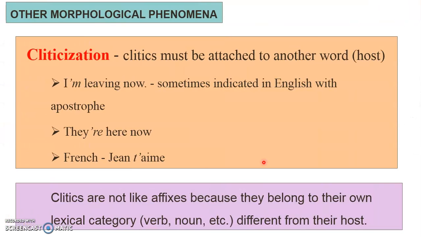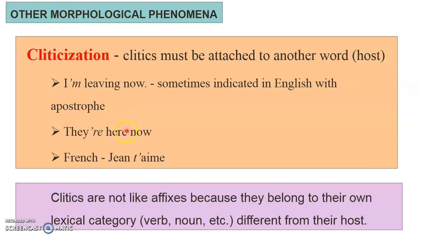So let's talk about other morphological phenomena. You will have so many words here, so it's important that you have the examples. I mean, the name might not tell you a lot about it, so you have to link, yes, in your long-term memory, you have to link the name of the morphological phenomenon and the examples. So you have cliticization, when the word, clitics, must be attached to another word, and the examples are very clear, like I'm leaving now, or they're here now, or j'attends in French.